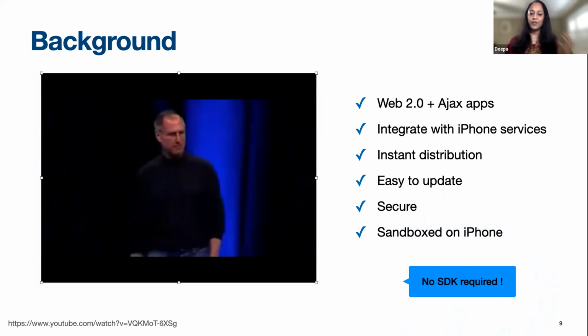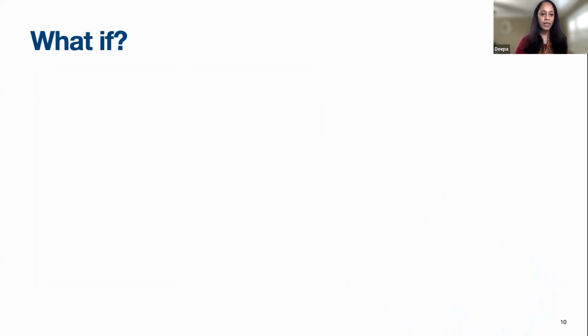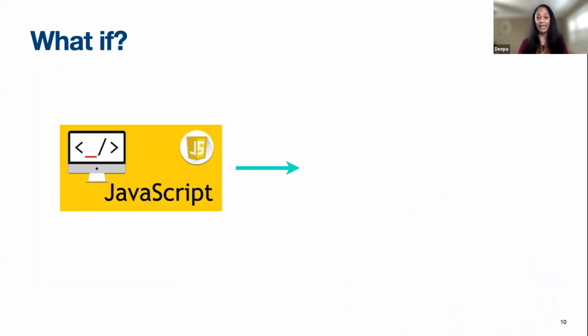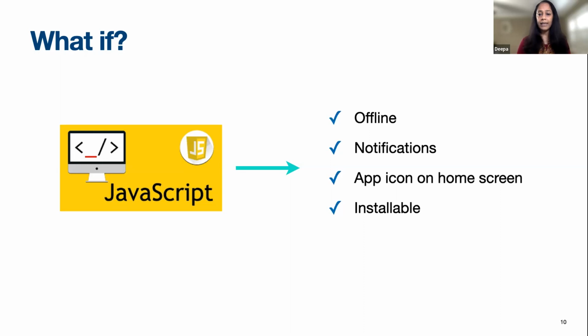And this was the vision, or this was the concept, that Jobs presented in 2007. Today, it has become a reality, right? So what if you, as a web developer, could build your mobile web application using your existing JavaScript knowledge, right? What you can do is make all these things possible.